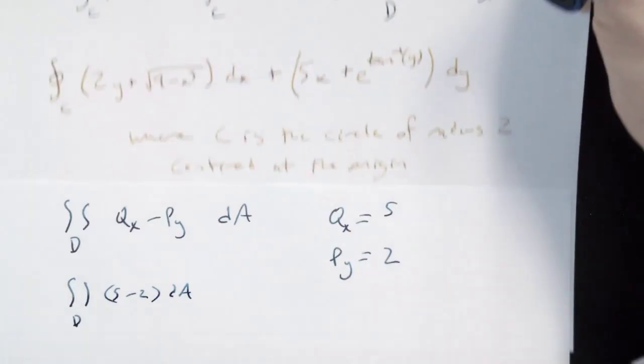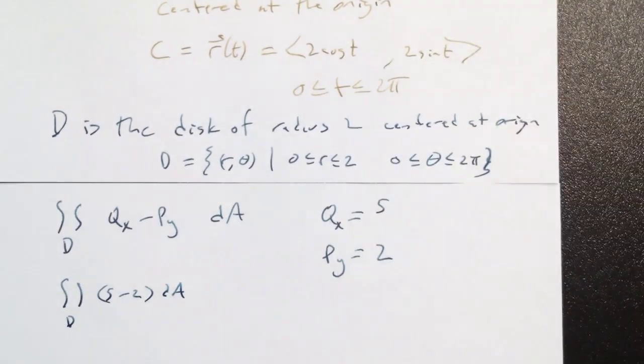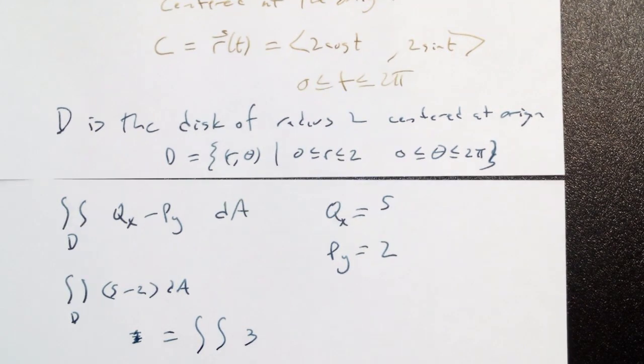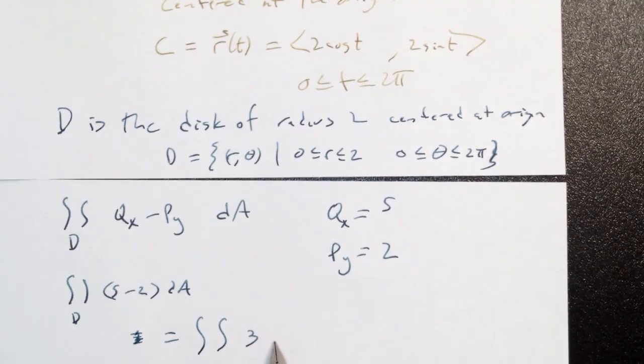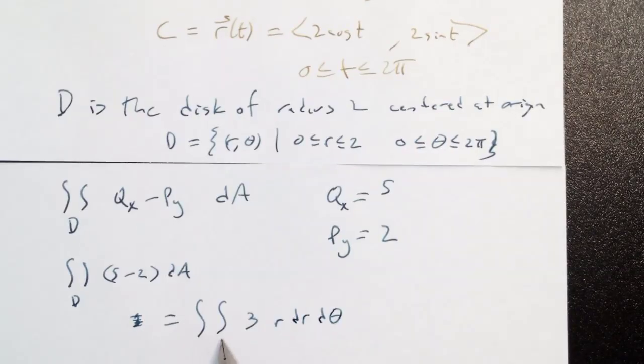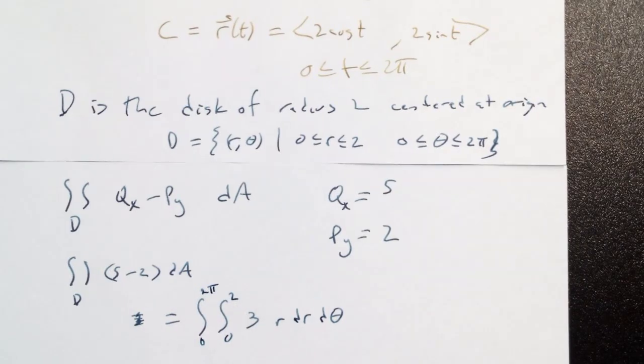And you just told me a couple seconds ago, that's my disk. You're doing the double integral of 3. I'm doing it in polar coordinates because I'm doing a disk. What goes here? Don't forget your Jacobian. And then I'm going to do my integral from 0 to 2 and from 0 to 2 pi. Ta-da!